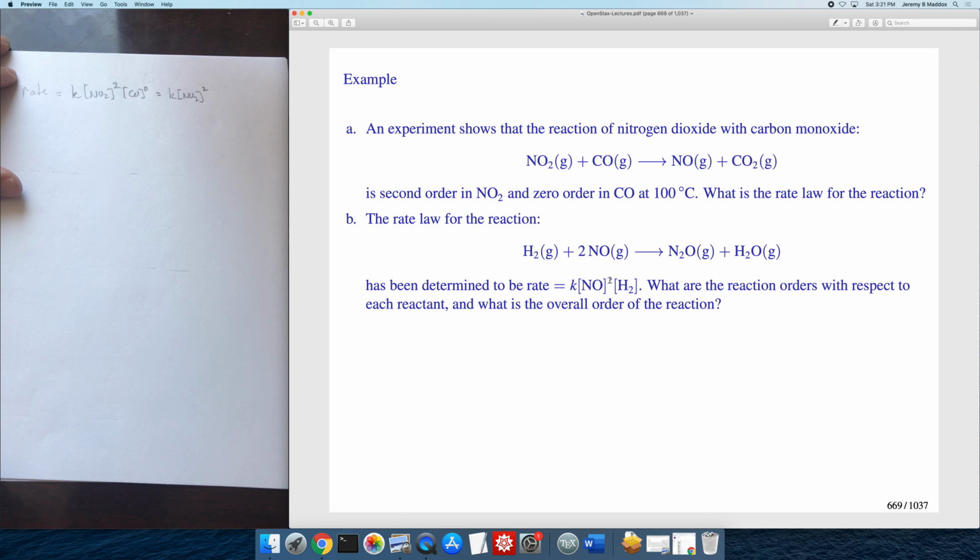Now notice that the powers here numerically seem to be the same value as the stoichiometric coefficients. That's just a coincidence. You don't know that that's the case in general. Some experimentalists determined this. Just because the numbers match up doesn't mean that they're causal.